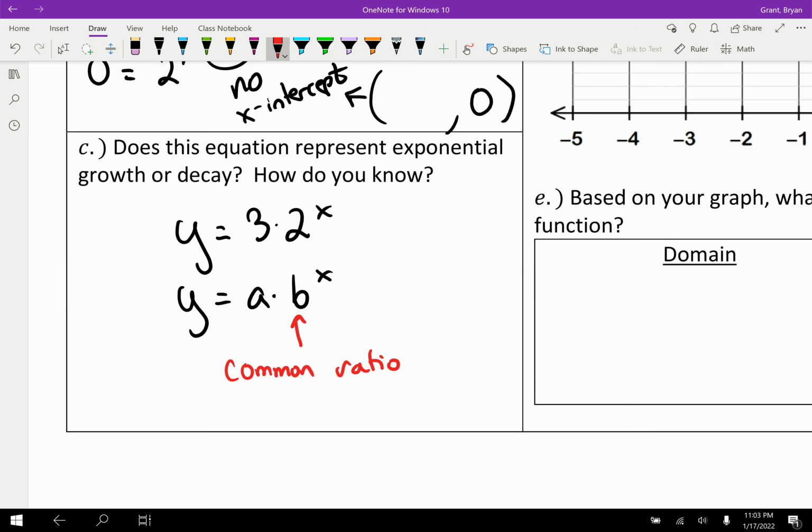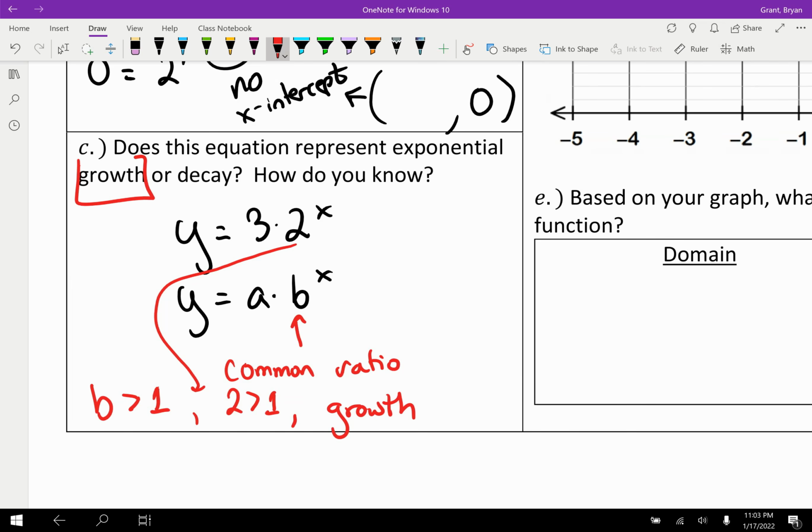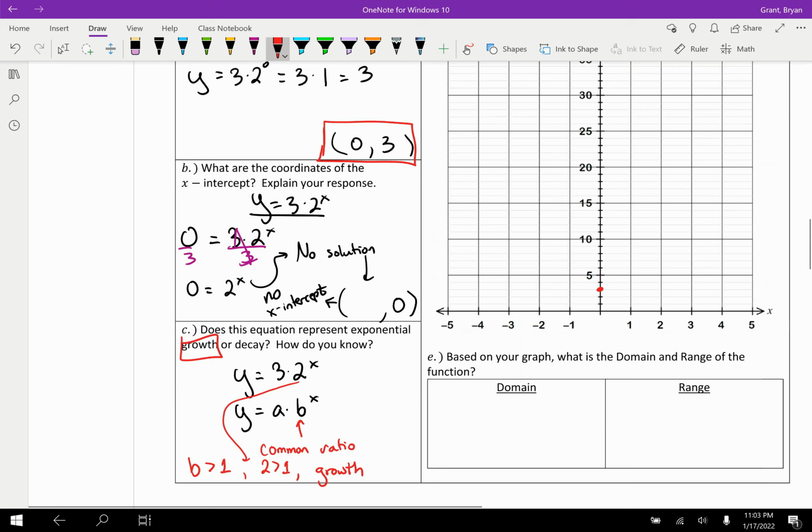And in fact, every rule that we learned last class still applies to this class. If b is greater than 1, and in this case, since b is 2, 2 is greater than 1, then that means that this is exponential growth. If you multiply numbers by 2 over and over again, they get very, very large. So this is exponential growth. All right, let's put this all together.